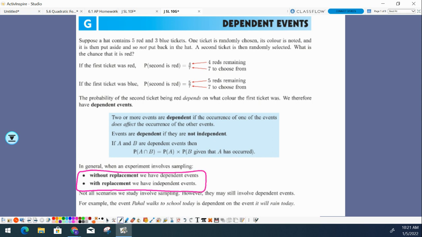Basically, if you do not replace something, think about we talked about the hat. If you draw something out of a hat, and you don't replace the ticket or the item, whatever you're talking about, it will be dependent. If you do replace it each time, then it's going to be independent. So this is the piece you should add onto your note sheets.